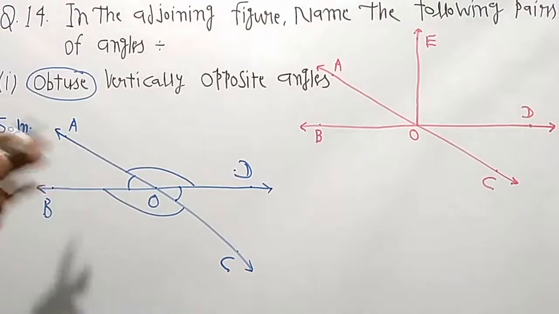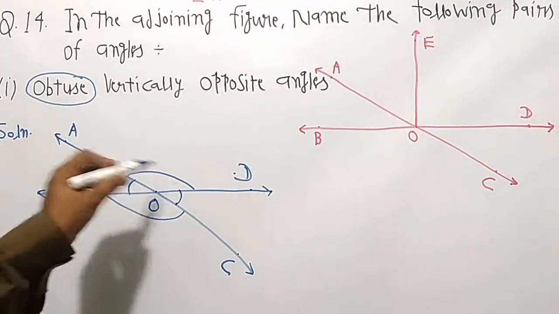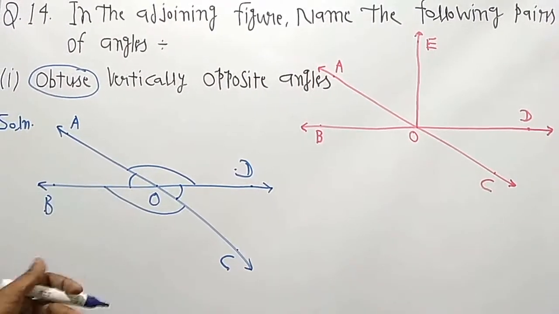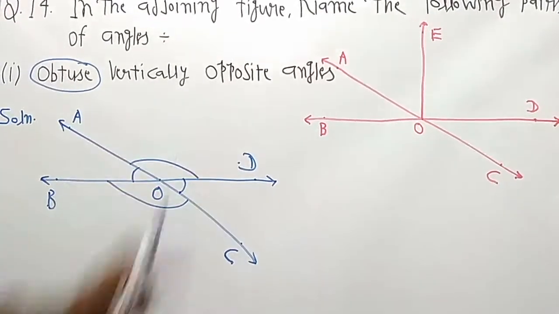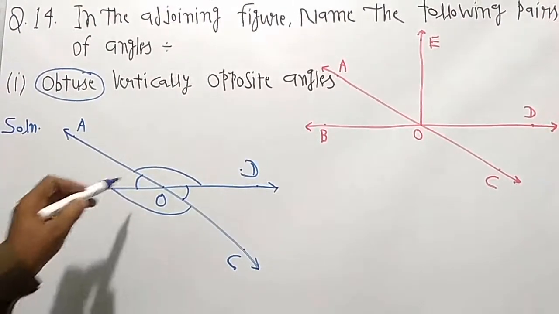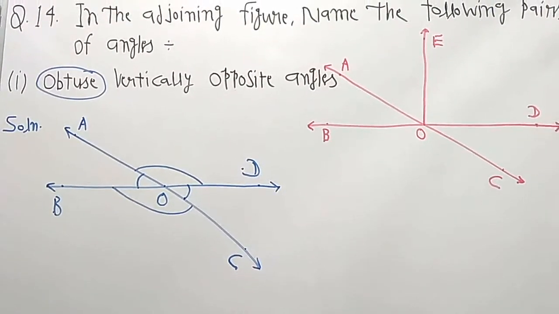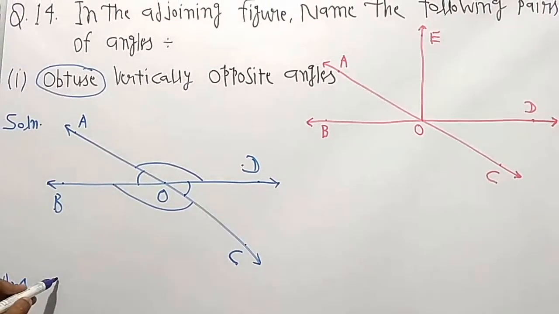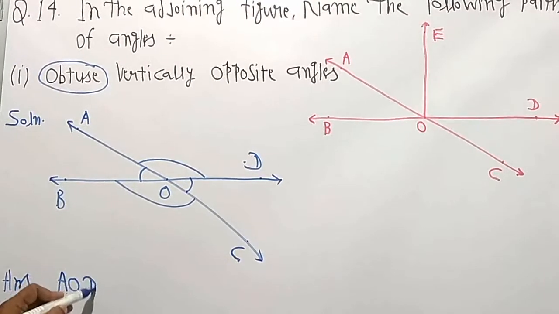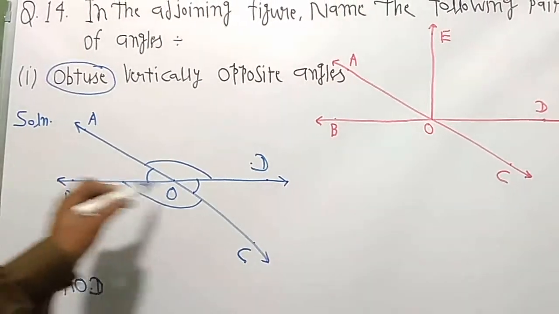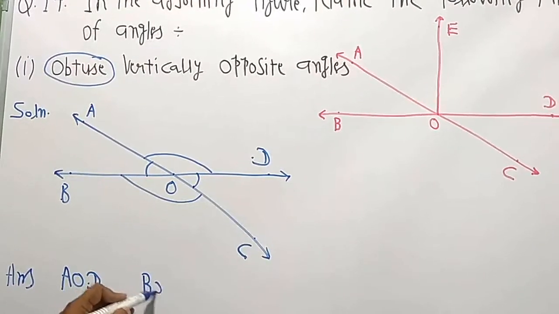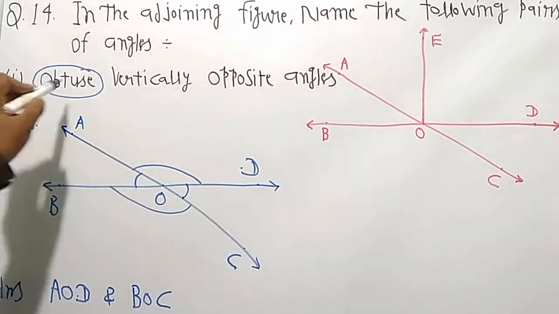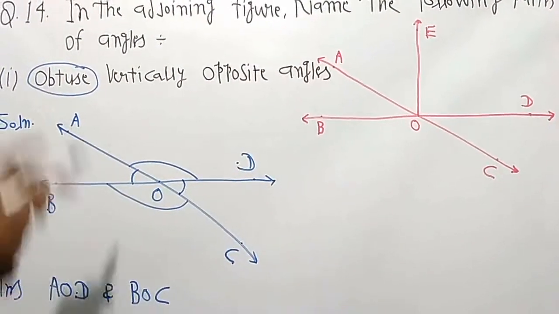So according to the concept, this is an acute angle, this is an acute angle, and this is the obtuse angle. Obtuse means more than 90, because a 90-degree angle is known as the right angle. So it is the obtuse angle and it is vertically opposite also. So here we can write in the answer, it is AOD and this is BOC. This is the pair which satisfies the condition of obtuse vertically opposite angles. This is our answer to the first part.